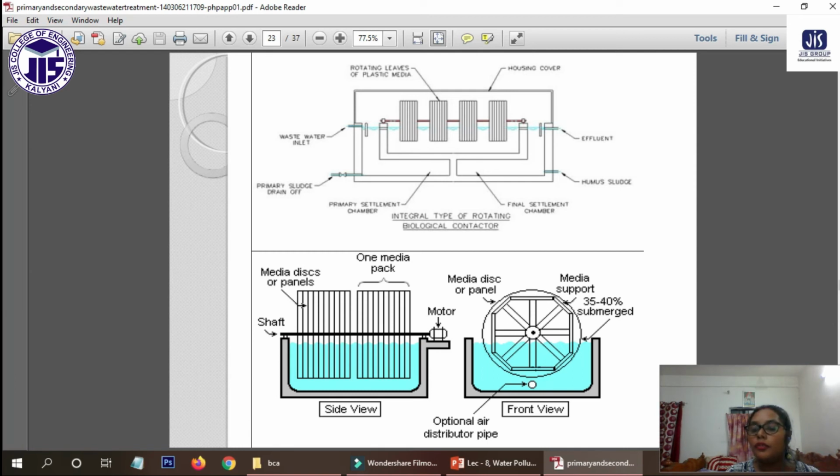That means there will be a continuous supply of microorganisms, and thus the reaction will continue, the decomposition of the biodegradable material. So this is all about the rotating biological contactor.